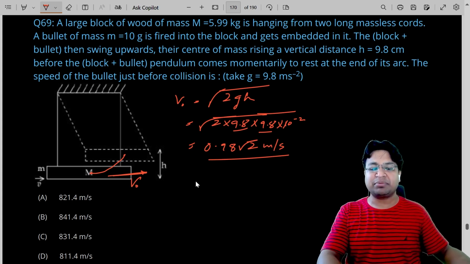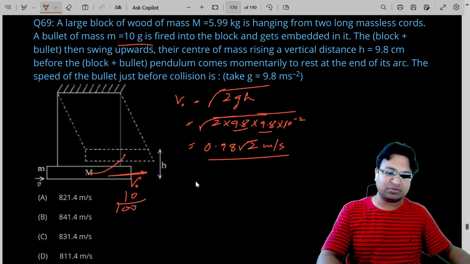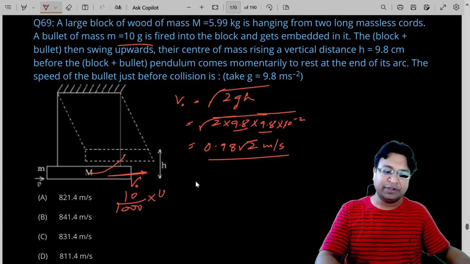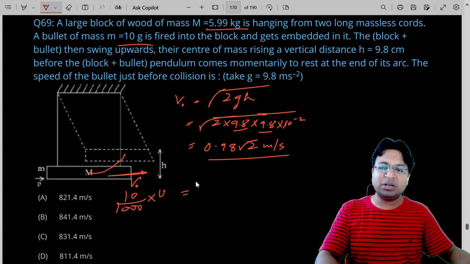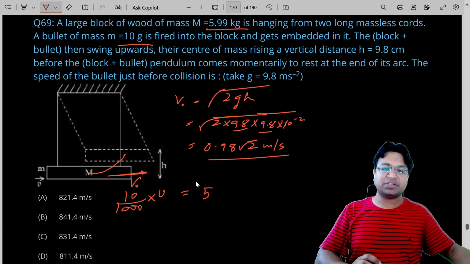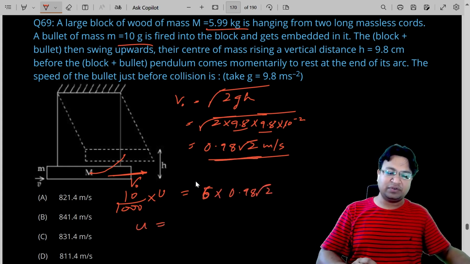So we can now use momentum conservation. Initially only the bullet of mass 10 gram was traveling. So 10 divided by 1000, that is the mass in kg, into the speed of the bullet. We are trying to find out the speed of the bullet only. Okay, it is equal to the total mass, which becomes how much? 5.9 plus 0.01, so the total mass becomes 6 kg. So 6 kg into 0.98 into root 2. This is the speed. So from here we'll get the value of u, and how much is that?